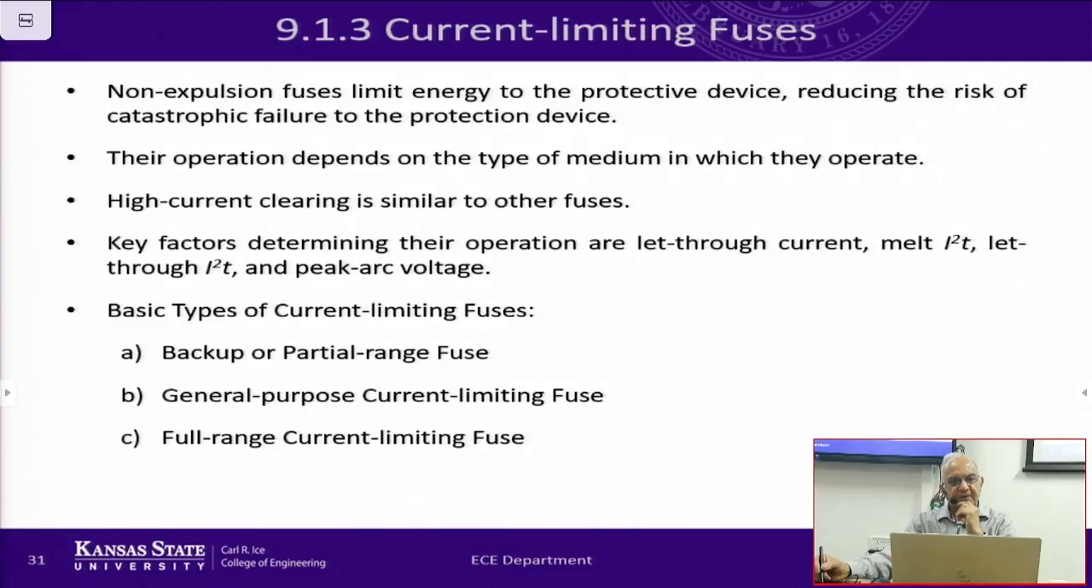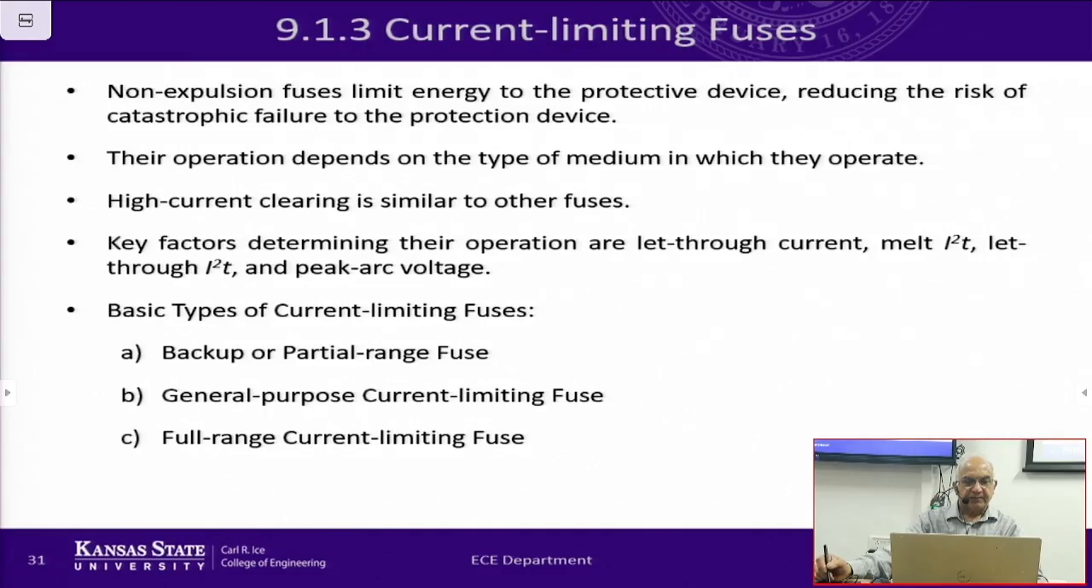Then there are current limiting fuses. These are non-expulsion fuses. They limit energy to the protective device, reducing the risk of catastrophic failure of the protective devices. Typically what happens is that when a fault takes place, initially you get a very high current. Current limiting fuses will not let the peak of the current be reached. They operate very quickly. As the name implies, they will limit the current from going to a high value.